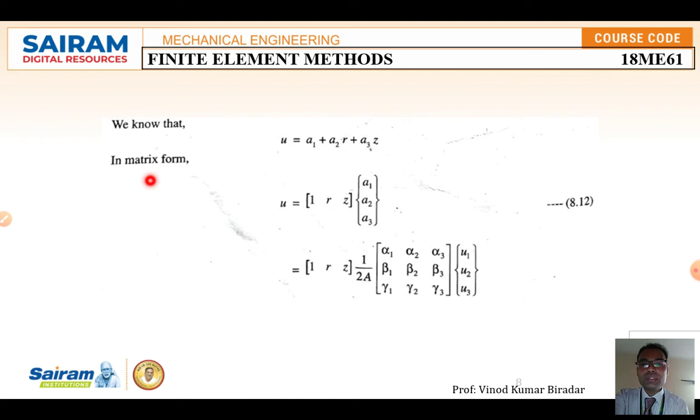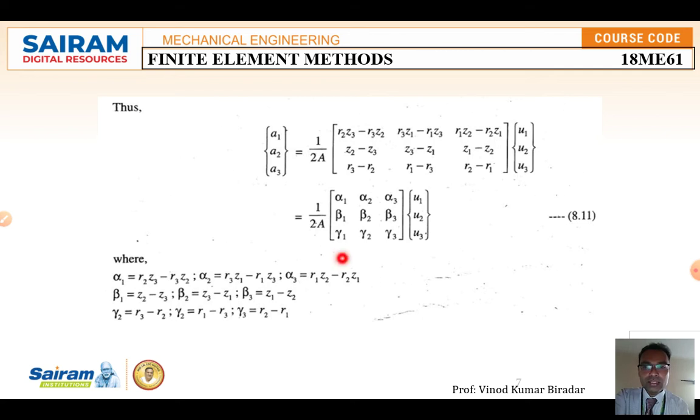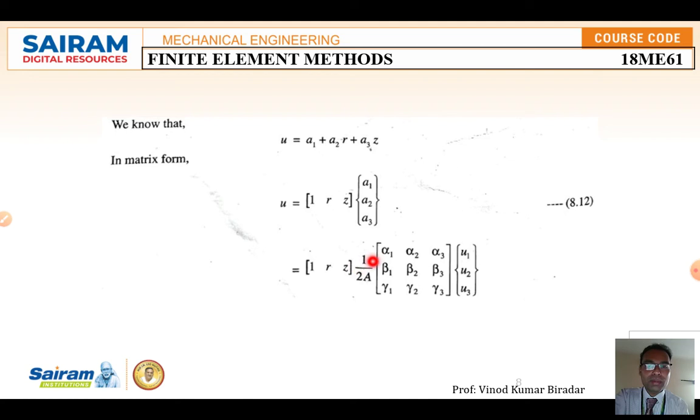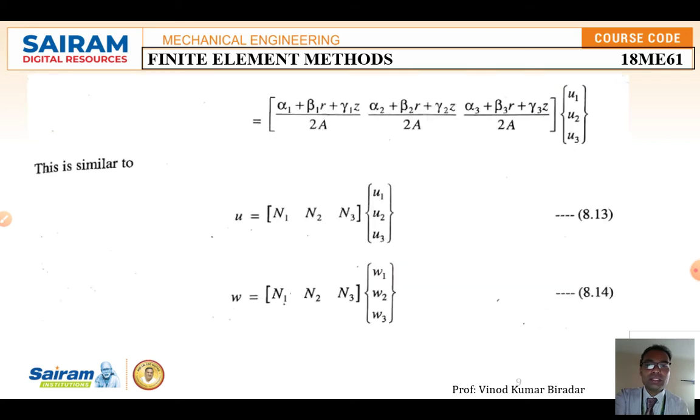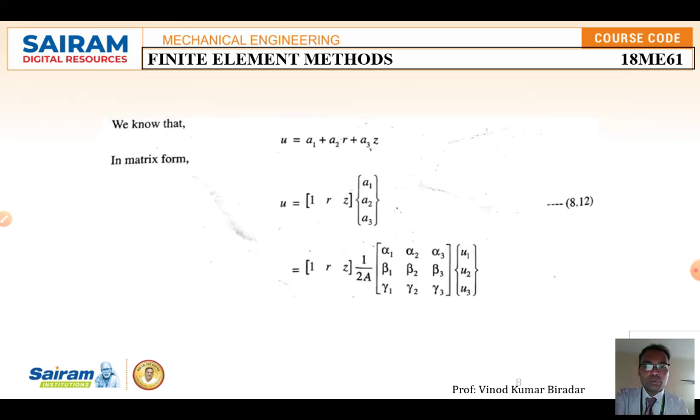We know that for the linear polynomial equation, for the triangular element, u is equal to a1 plus a2 r plus a3 z. Write this in matrix form: u is equal to [1, r, z] times [a1 a2 a3]. Here a1 a2 a3 is nothing but this value, so you have to substitute it in this equation: 1 by 2A times [alpha 1 beta 1 gamma 1; alpha 2 beta 2 gamma 2; alpha 3 beta 3 gamma 3]. You have to substitute this value here. Now after substituting, you do the multiplication.